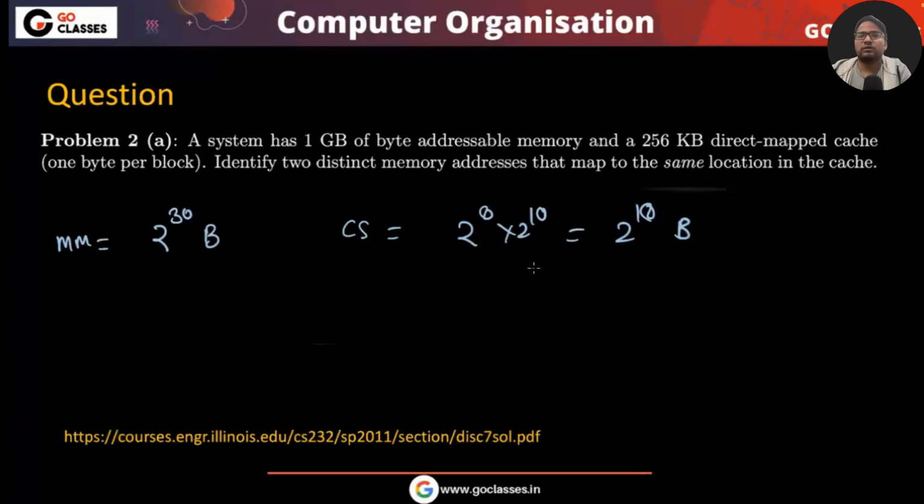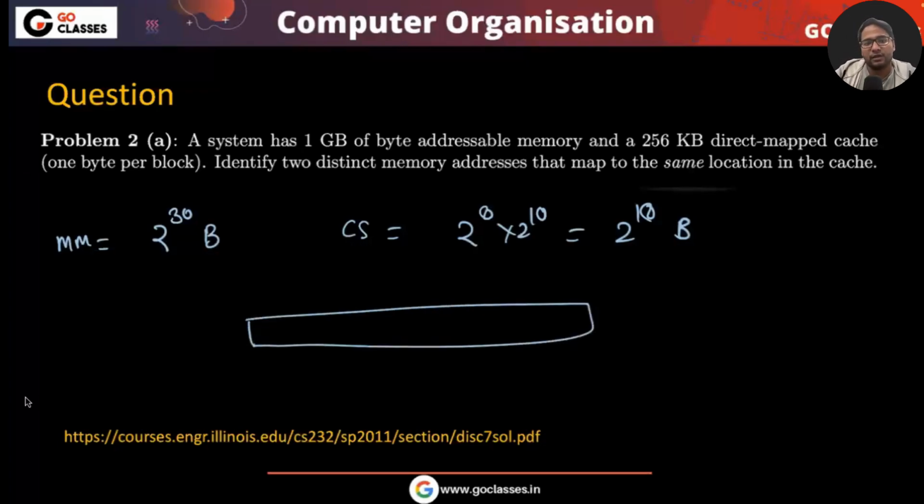Identify two distinct memory addresses that map to the same location in cache. So they are saying that if you have 30 bits, now with these 30 bits, you need to tell me any two memory locations that are mapping to the same cache line, to the same location in cache, which means the line number should be the same. The line number should be the same here, right? So how much is the line number?